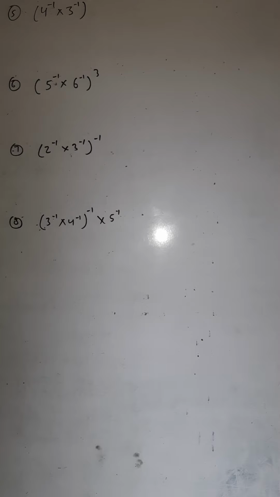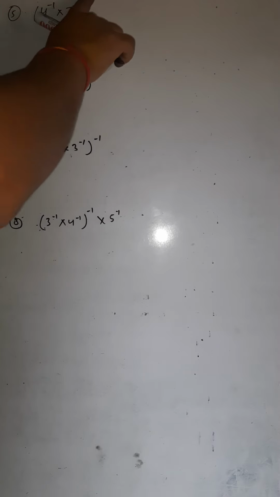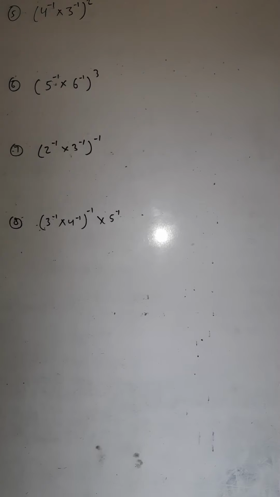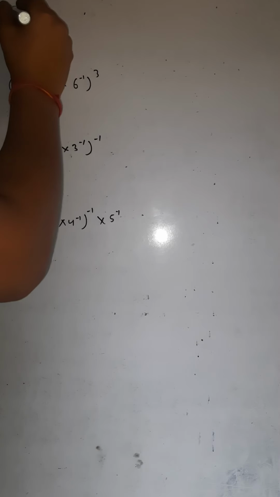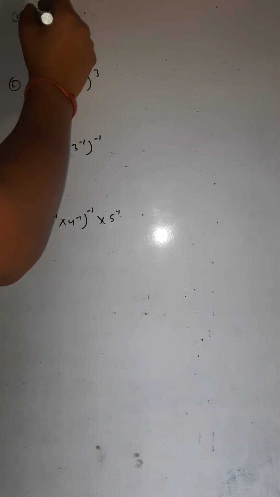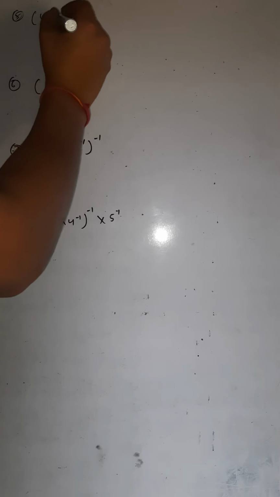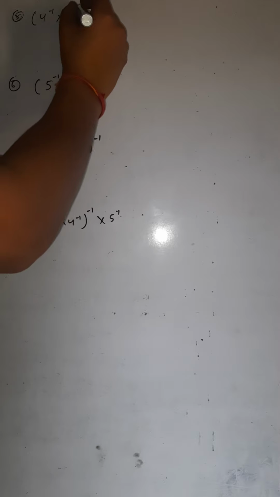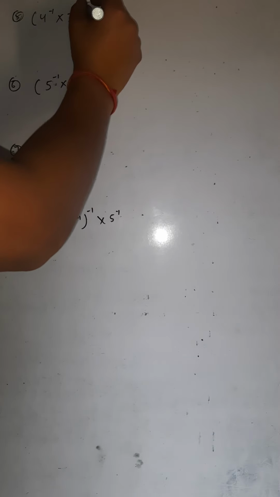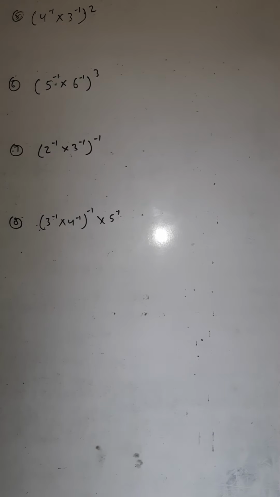Now if you see here, we have some new questions. The question number 1 is 4 raised to the power minus 1. If it is visible to you, let me write it somewhat downside here. It is 5th question, so you have to write here 4 raised to the power minus 1 and 3 raised to the power minus 1 whole raised to the power 2. Is it visible to you? Very good. Okay, now just solve this.